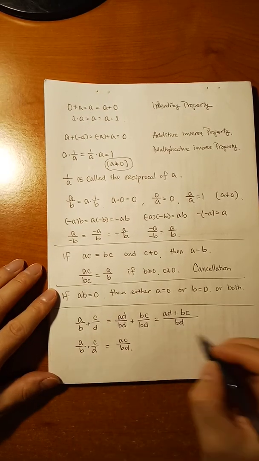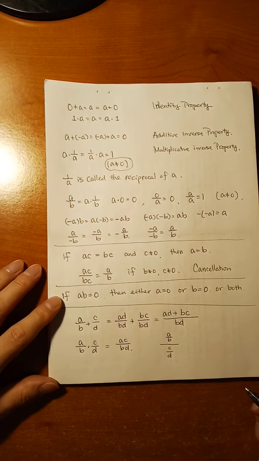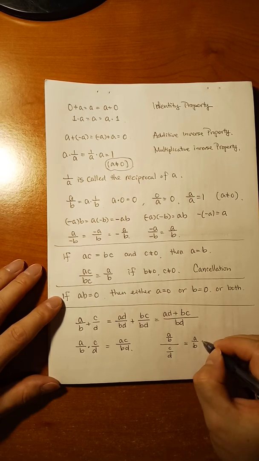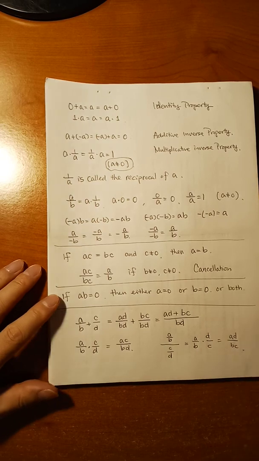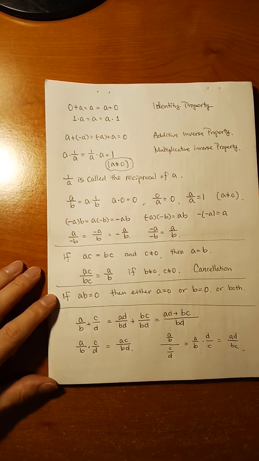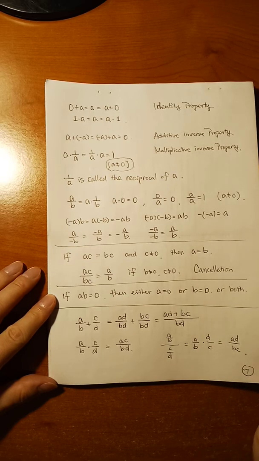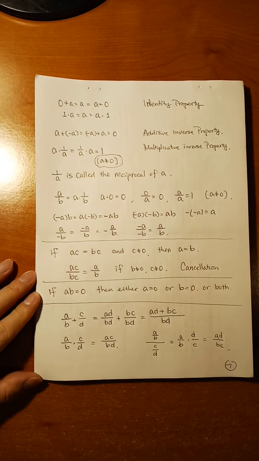Quotient, if you have A over B, this is a rational number, over C over D, a second rational number. A rational number over a rational number is equal to A over B times the reciprocal of the denominator. Okay, reciprocal of the denominator. So that's the basic operations. We just listed them, and make sure you understand.